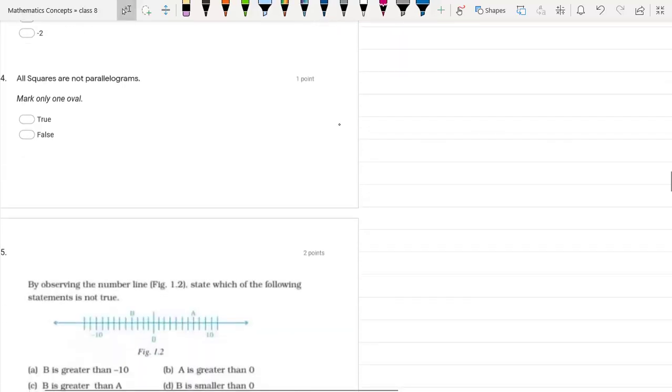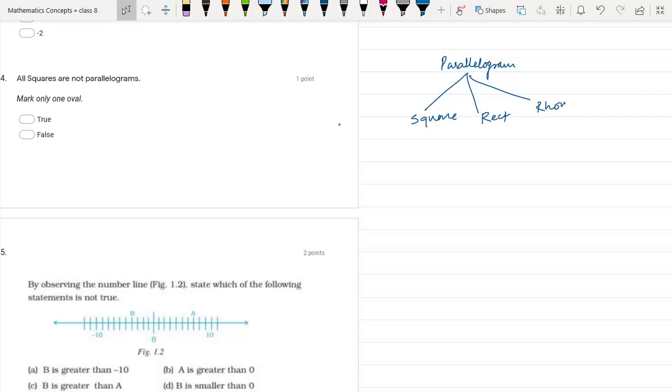All squares are not parallelograms. This is wrong because we have studied that a parallelogram is like the parent figure for a square. So there are three special parallelograms: square, rectangle and rhombus. So we can say all squares are parallelograms, but the reverse is not true, because all the properties of a parallelogram are used by a square also. So this is false.